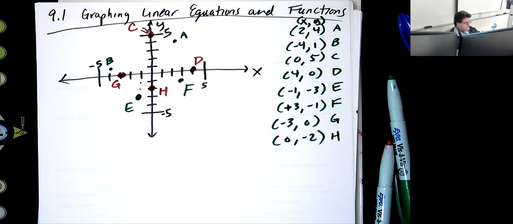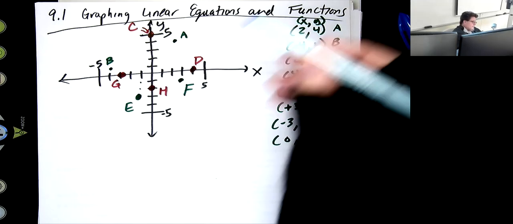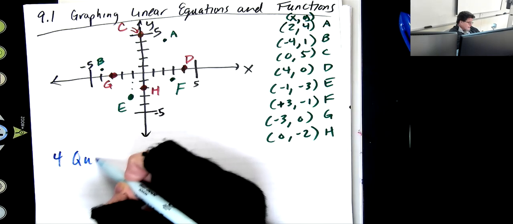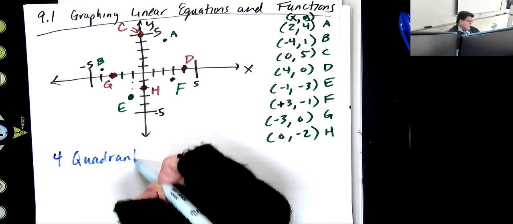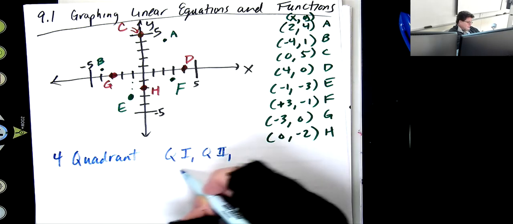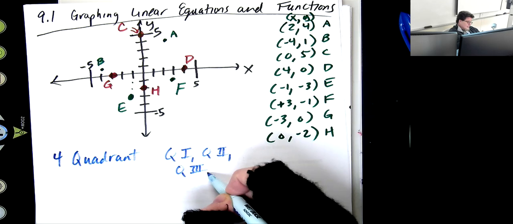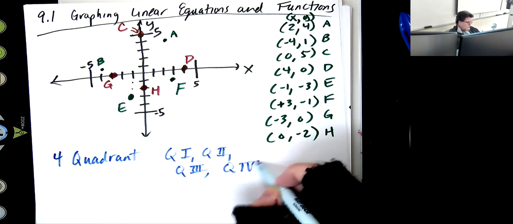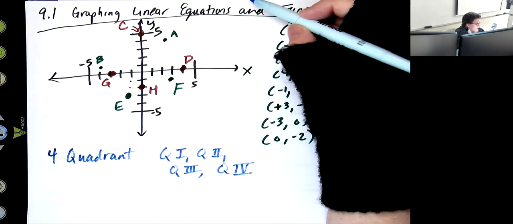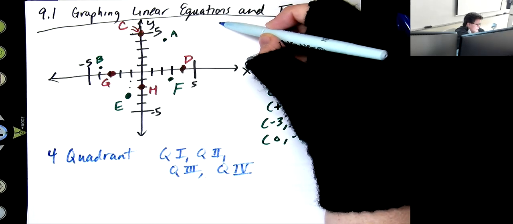These axes break this up into 4 different quadrants. There are 4 quadrants, and we generally call them Q1, Q2, Q3, and Q4 in Roman numerals. You don't have to use Roman numerals. It starts up here. Q1 is the upper right one.